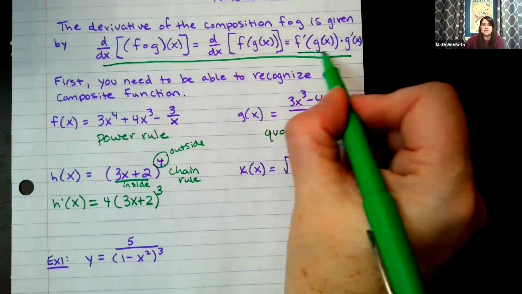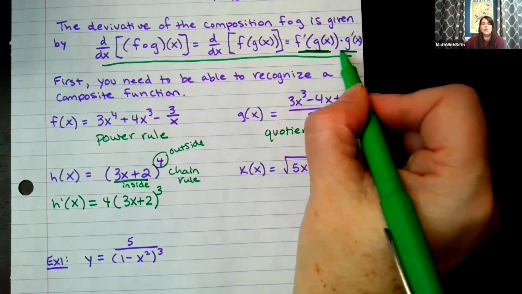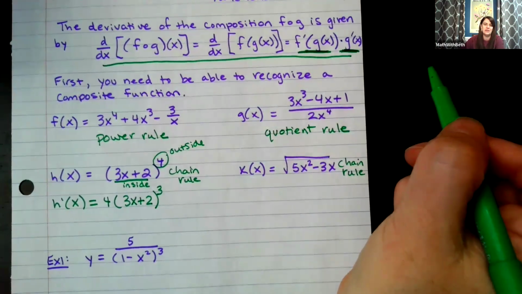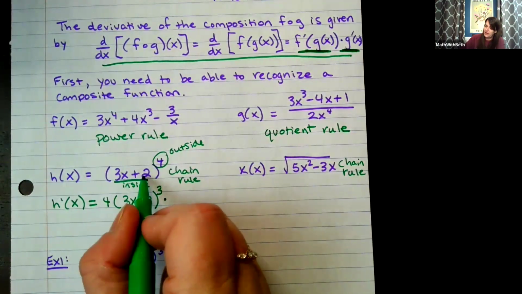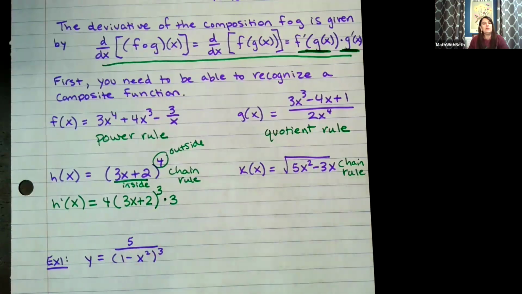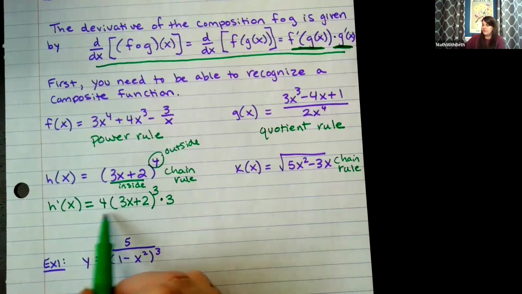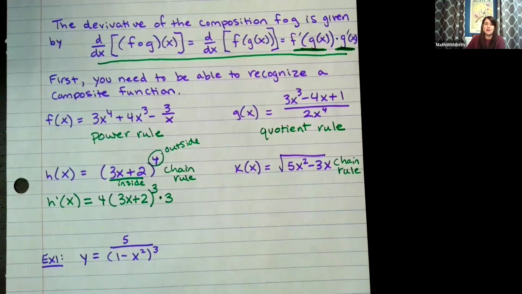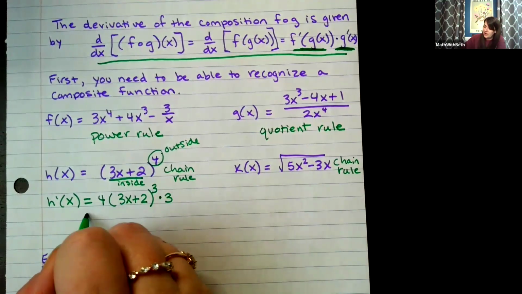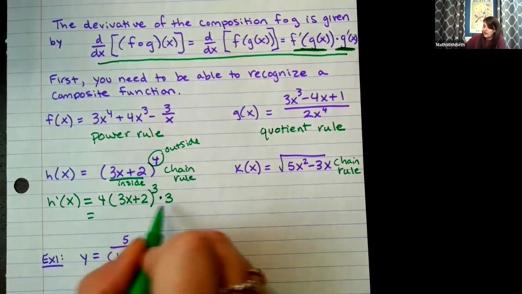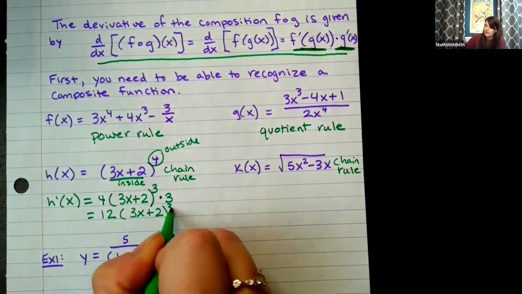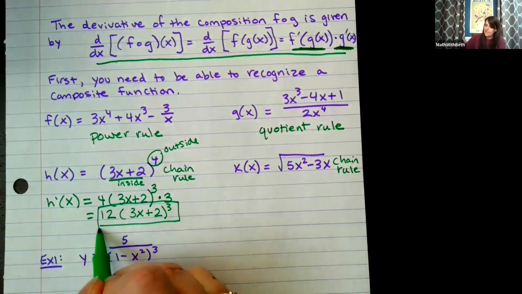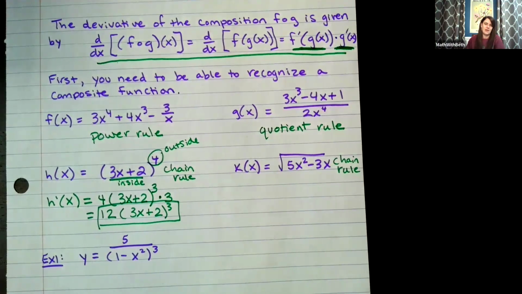Now I need to multiply by the derivative of the inside. So multiply by the derivative of whatever was inside, which is the 3x plus 2. Hopefully you find that the derivative of 3x plus 2 would just be 3. So this is the derivative of the outside times the derivative of the inside. This is my answer, and most instructors are fine with you not going too much further, but you definitely could multiply the 4 and the 3 and at least go to here. And that's probably fine. Let's do the next one.